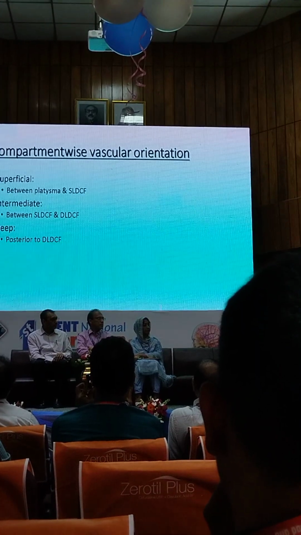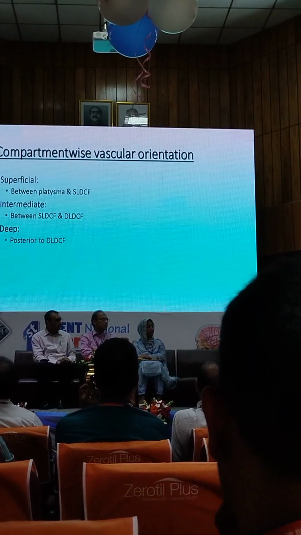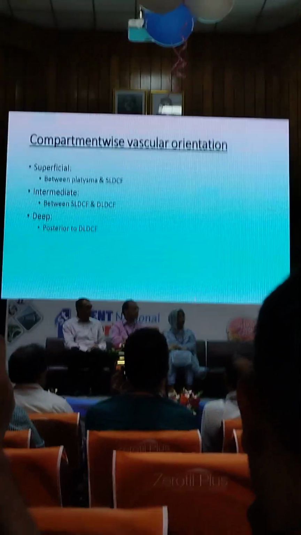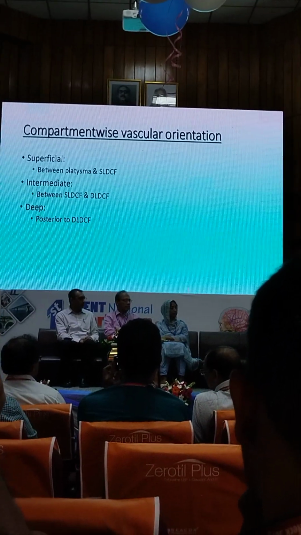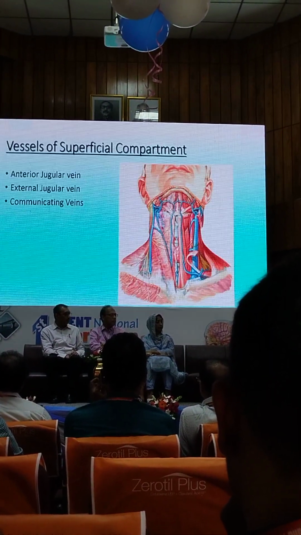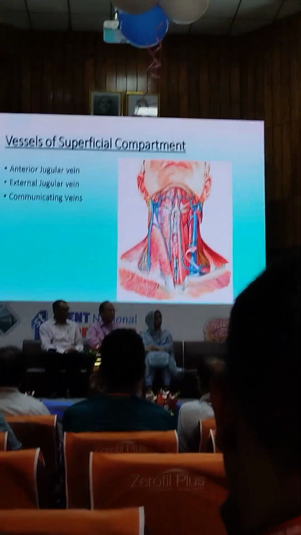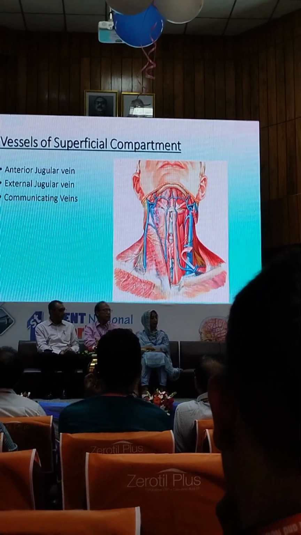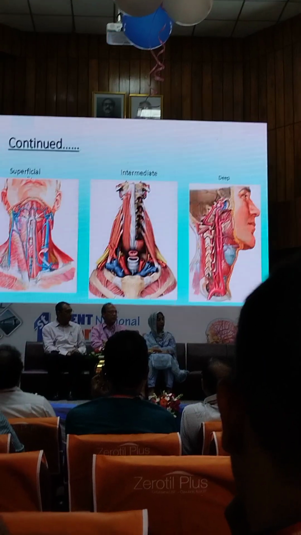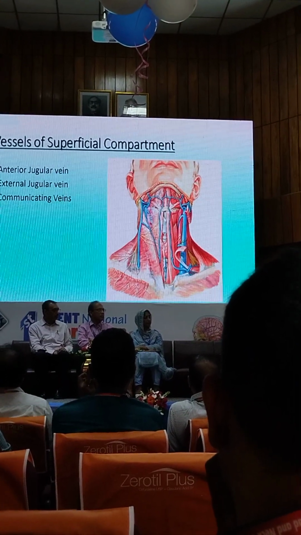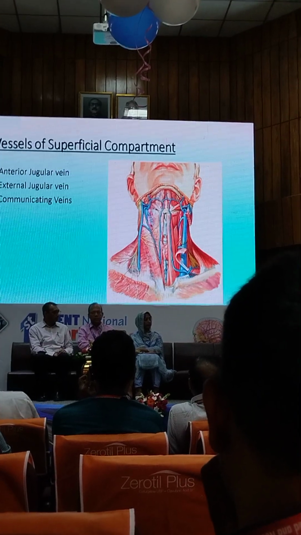Regarding the vascular arrangement, we can divide the neck into three compartments: superficial, intermediate, and deep. The superficial compartment lies below the platysma and the superficial layer of deep cervical fascia. It contains the anterior jugular vein, external jugular vein, and communicating veins.